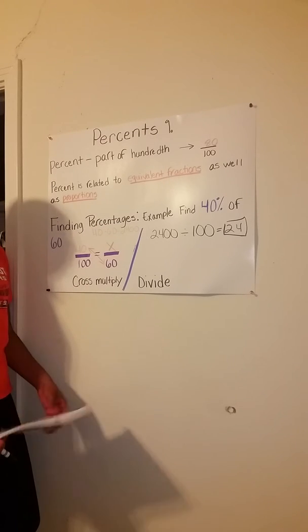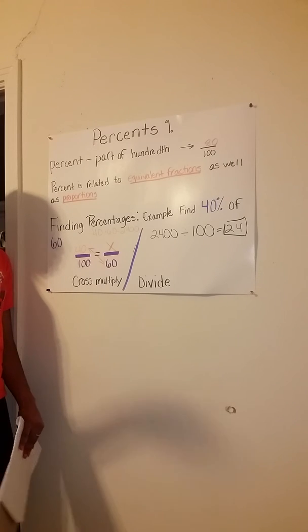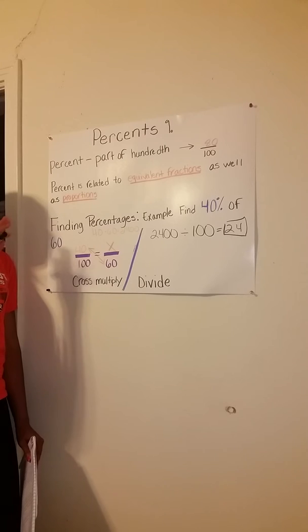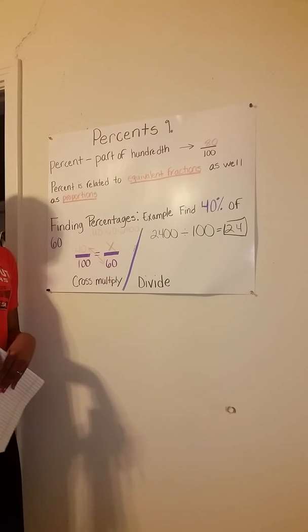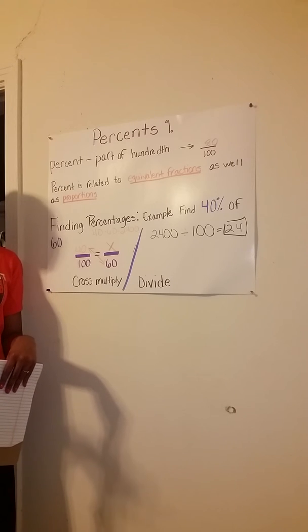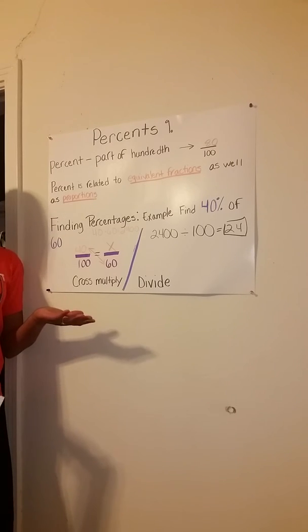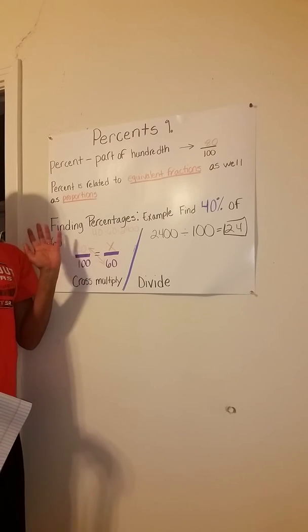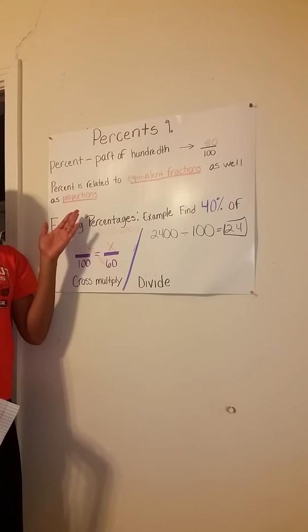So let's go over, this is a review, but let's quickly summarize what we've learned so far about percents. So a percent is part of what, everybody? 100, right? And then it's written as a ratio. What's on the bottom? 100, right? Good. A percent is related to equivalent fractions as well as proportions.